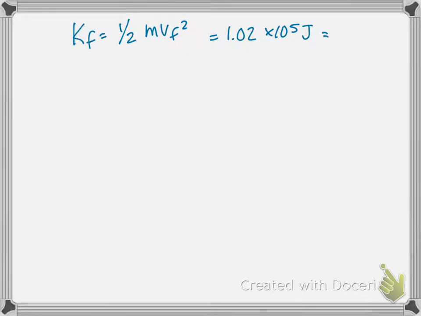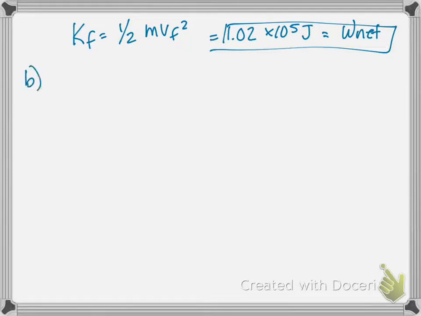So we know that since that's her final kinetic energy, that's the net work done on her. And that's it. We're done with part A. That's the work done on her. It's equal to her change in kinetic energy. Now, how much work is done by gravity?